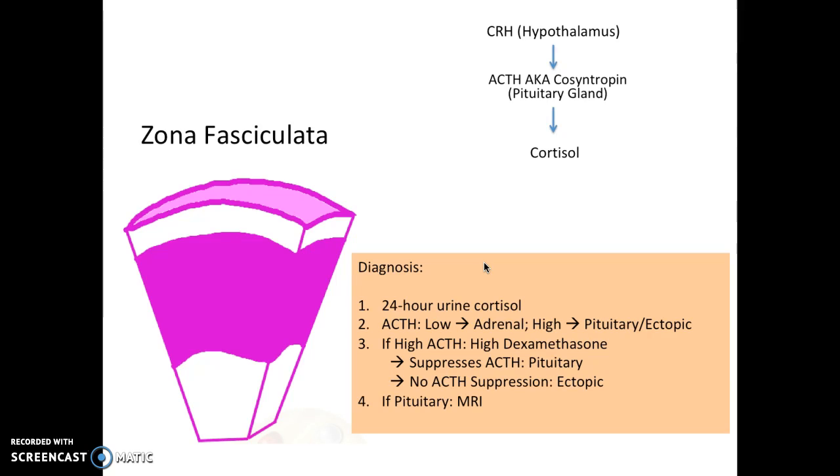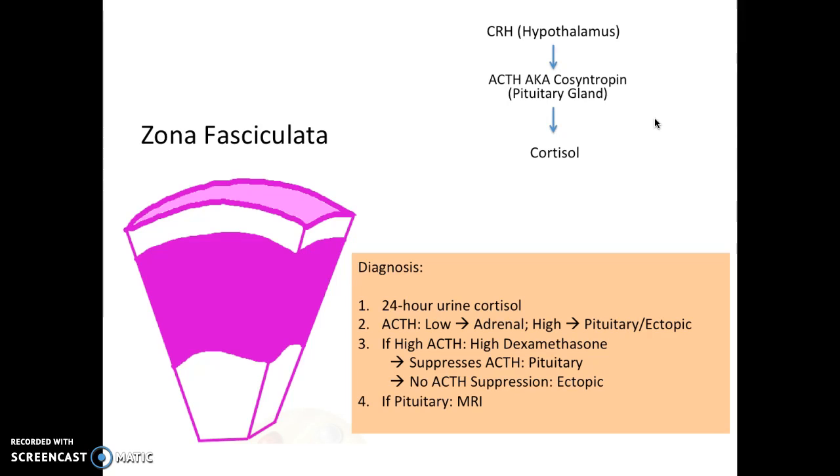Now, because we don't know if it's pituitary or ectopic, what we have to do is a high dexamethasone suppression test. Recall that cortisol should actually go and inhibit ACTH. So if it's the pituitary gland that's basically out of control secreting all this ACTH, and we add dexamethasone, it should suppress the pituitary gland secretion. But if it doesn't suppress, then there's another site that's responsible for this elevation in ACTH.